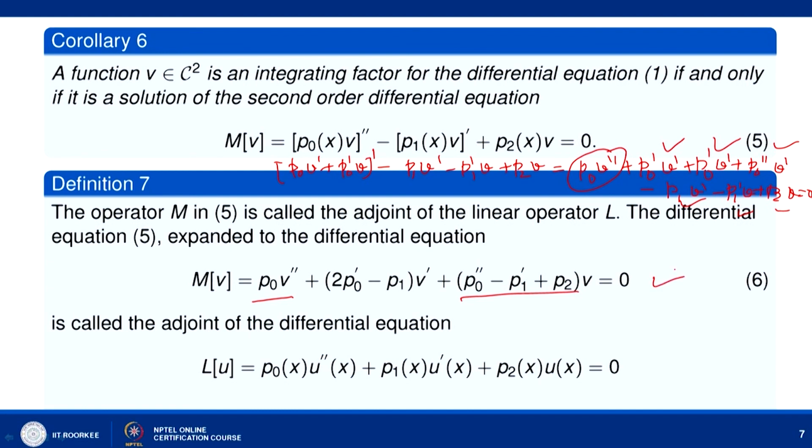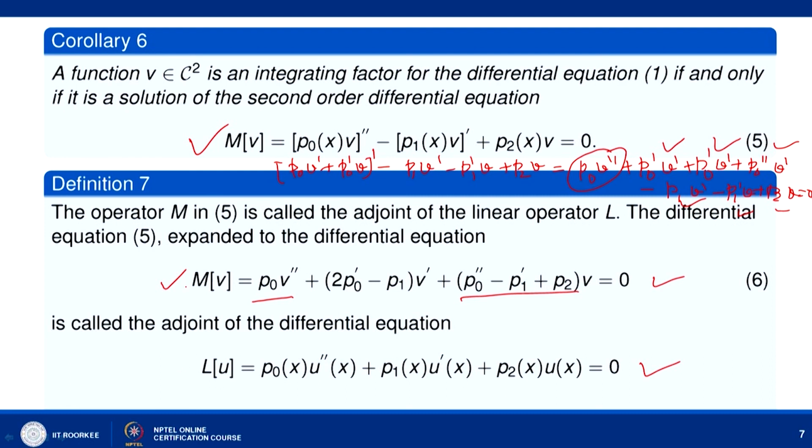So we simply expand this differential equation, which is given as Mv equal to 0. If we expand, we have P0 v double dash plus 2 P0 dash minus P1 v dash plus P0 double dash minus P1 dash plus P2 v equal to 0. We call this differential equation the adjoint of the differential equation Lu equal to 0, where Lu is defined as P0(x) u double dash plus P1(x) u dash plus P2(x) u(x) equal to 0.